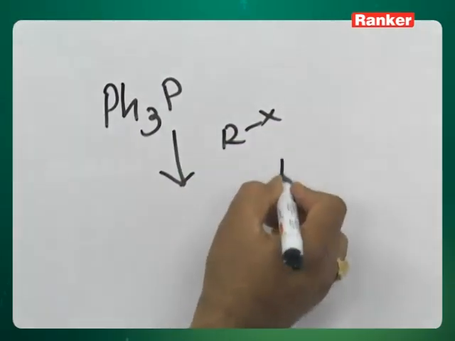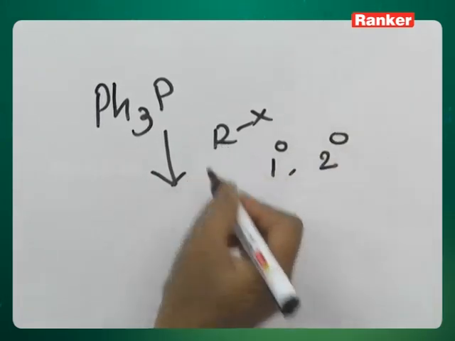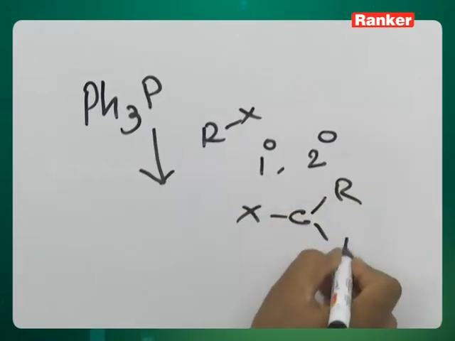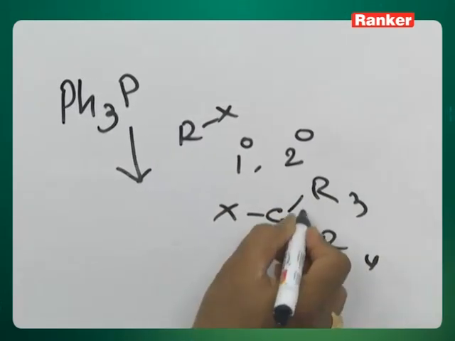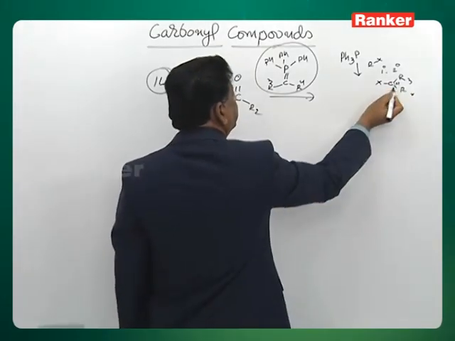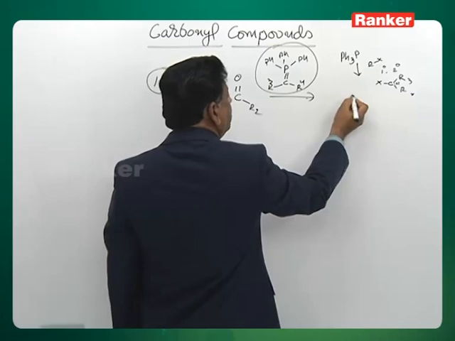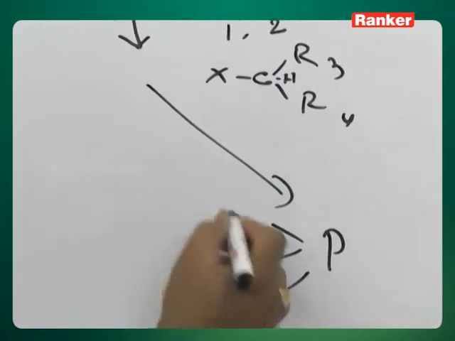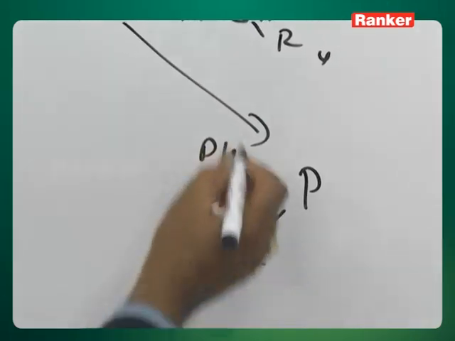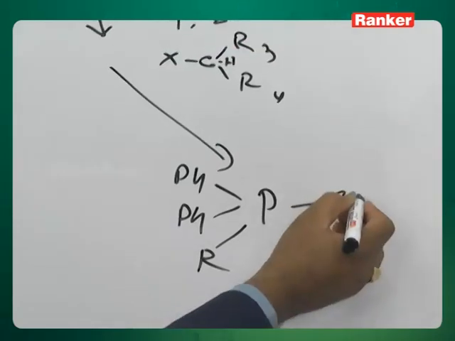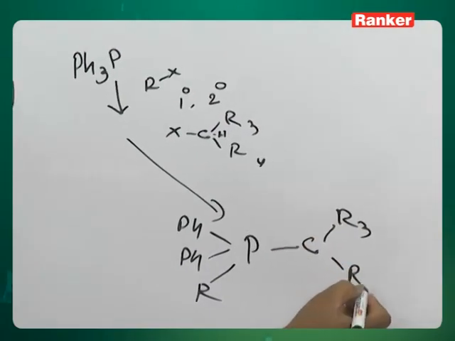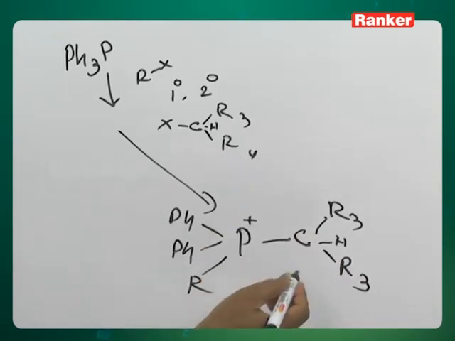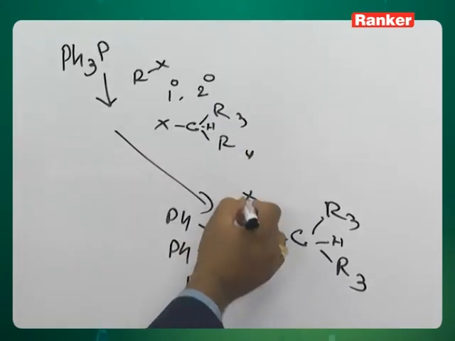This alkyl halide should be 1 degree or 2 degree. For example, if I take a 2 degree alkyl halide, a minimum of 2 R's will be there, R3 and R4, and 1 hydrogen will be there. This hydrogen is used for the elimination. After adding on this compound, you will get a reagent, triphenyl phosphorus with this carbon added, containing R3 R4 and 1 H. So you have a plus here, and after adding, the halogen will be here as X minus.